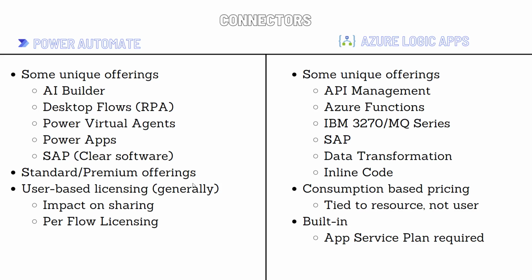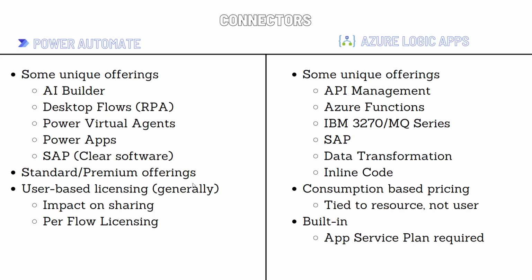Now, if we think about consumption-based pricing, especially with the Azure connectors, these are as a result tied to a resource, not to a user. Because you pay every time it runs, it kind of doesn't matter if it's 10 users that are calling it or using that connector, if it's still being called 100 times total, right? So you'll get billed for the 100 times total, and it doesn't matter who's using it as a result. So just a different way it is metered and licensed.